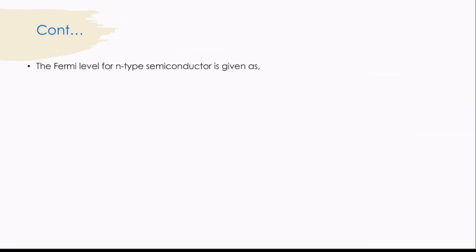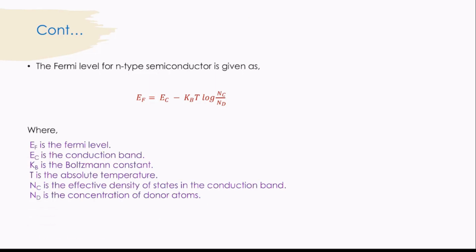Next, the Fermi level for the N-type semiconductor is expressed as EF = EC - KBT log(NC/ND), where EF represents the Fermi level, EC represents the conduction band, KB represents the Boltzmann constant, T represents the absolute temperature, NC represents the effective density of states in the conduction band, and ND represents the concentration of donor atoms. Next is Fermi level in P-type semiconductors.